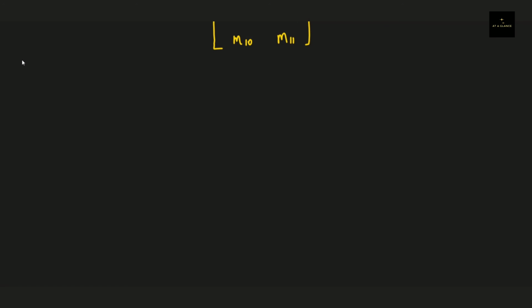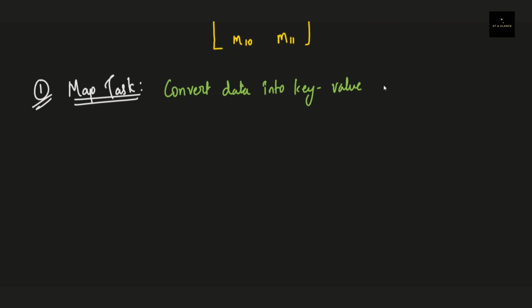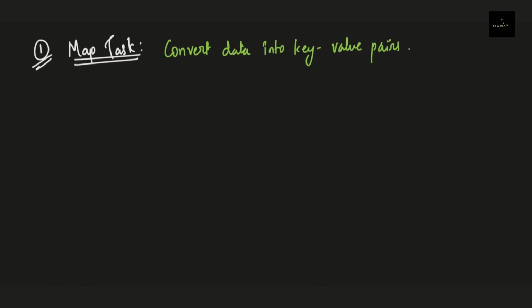Now let's proceed with these steps for multiplying these two matrices by the use of the MapReduce concept. If you are aware, MapReduce performs two major tasks. The first task is the map task, which means it converts the entire data in the form of key value pairs. So let's convert the matrix in the form of key value pairs. According to the algorithm, we'll be performing the following steps.